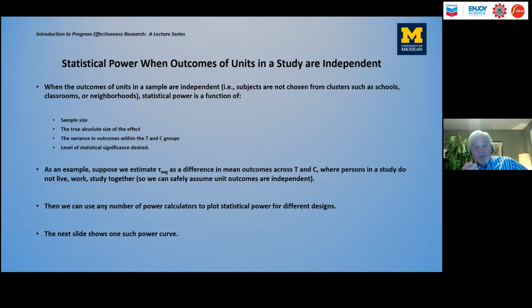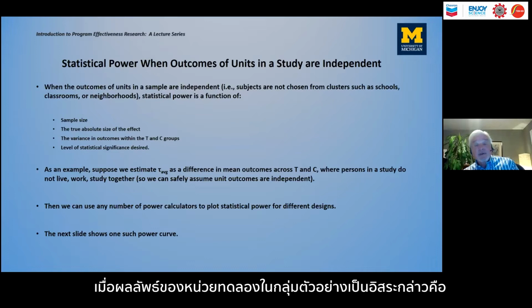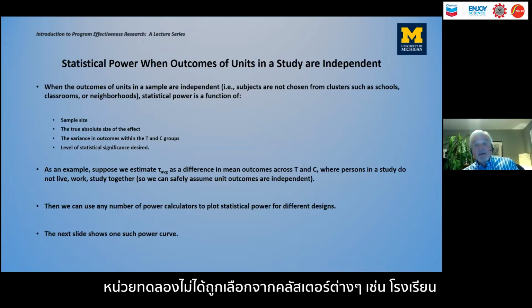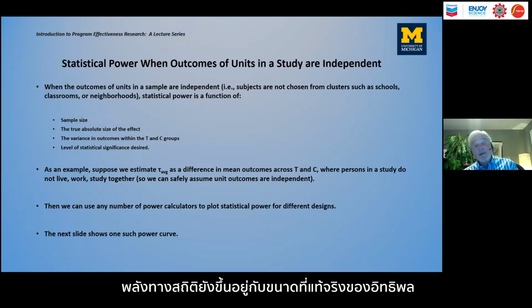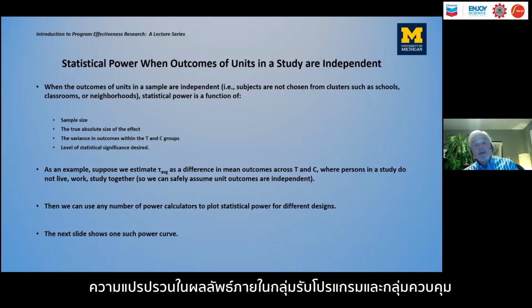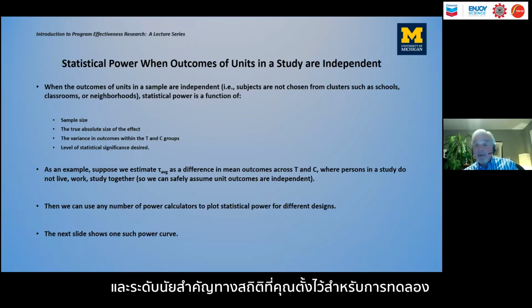So when the outcomes of the units in a sample are independent, that is, the subjects of study aren't chosen from clusters like schools or classrooms or neighborhoods where there are group level effects on the outcomes, statistical power, when the units are assumed independent, depends on sample size. It also depends on the true absolute size of the effect. It depends on the variances in outcomes within the treatment and control group, and it depends on the level of statistical significance that you set for your hypothesis test.